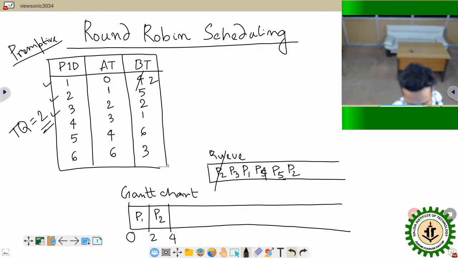Next scheduled process is P3, so I write P3 here. How much time is required? For P3 the time is 2, so 4 plus 2 is 6. Again P2 is scheduled, so 5 minus 2 is 3, and 2 minus 2 is 0. The process P3 is finished.